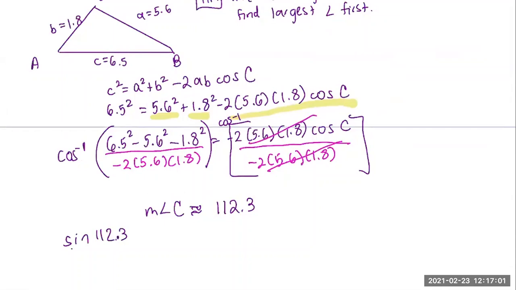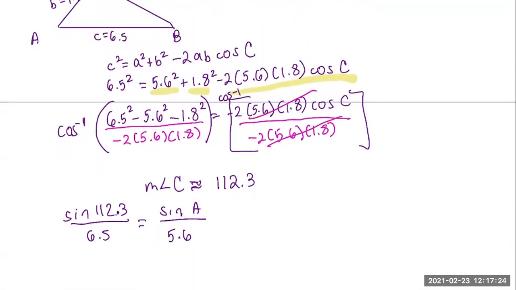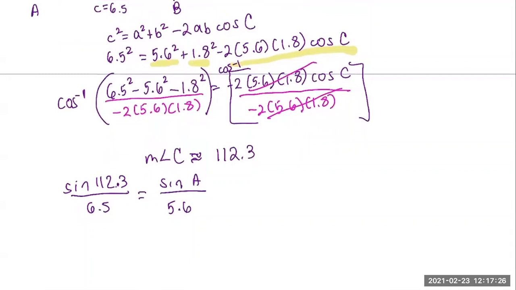So sine of 112.3 over little c. At this point, you already have the obtuse angle, or the one that could possibly be obtuse that ended up being obtuse. So you can pick whichever one you want to solve for next. If you pick, let's say, A, you would do sine of angle A over 5.6, and then continue to solve the rest of that. Go ahead and solve, and verify that you have the same answer.